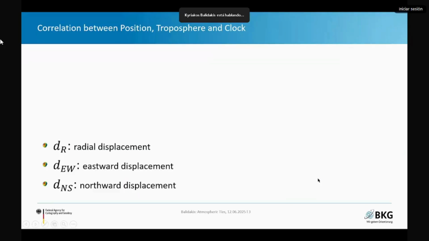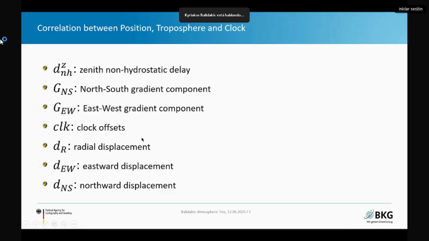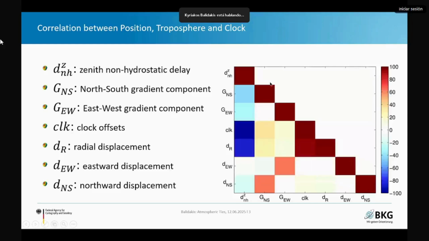So why, in space geodesy, are we mainly interested in the estimation of position? Why is the troposphere important? We estimate the north, east, and up components for the station position. We estimate the clock. We also have the zenith delay and gradients. This is what you get if you analyze GNSS data for, let's say, an hour, obtain the covariance matrix, and from it the correlation matrix. It looks like that.